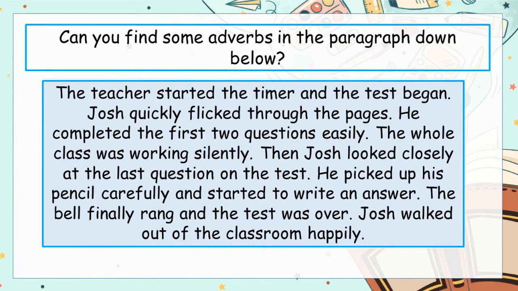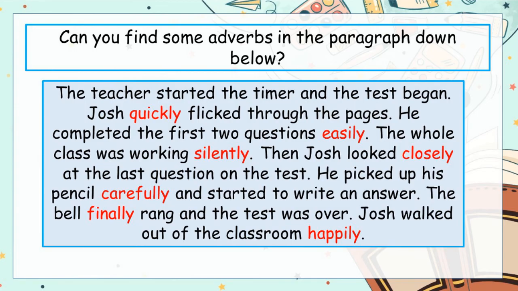Okay, final challenge. Down below is a big paragraph with lots of adverbs hidden in it. Can you see if you can find at least 4 adverbs in the passage down below? Pause the video and give it a try. Well, how did you get on? Pause the video and check if you got these adverbs on your list. If you did, good job. You understand what an adverb is. You're ready to try the practice activities down below.